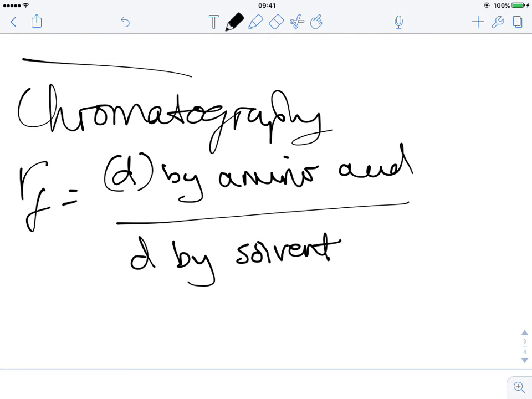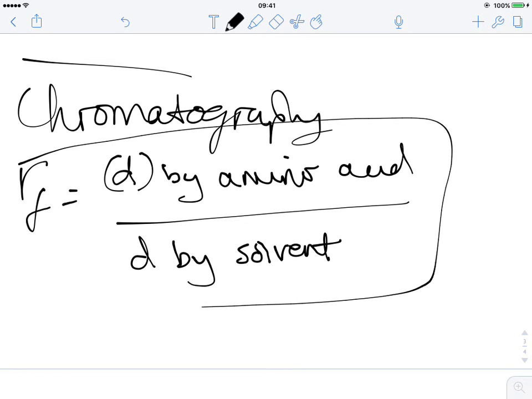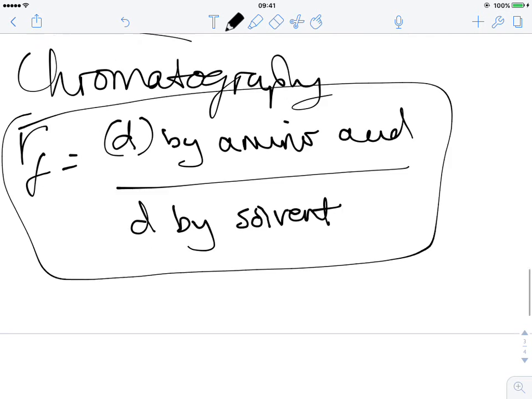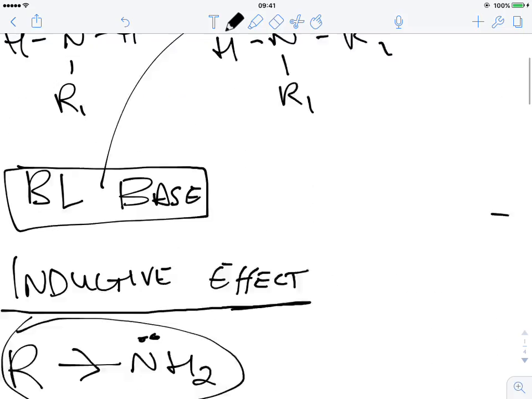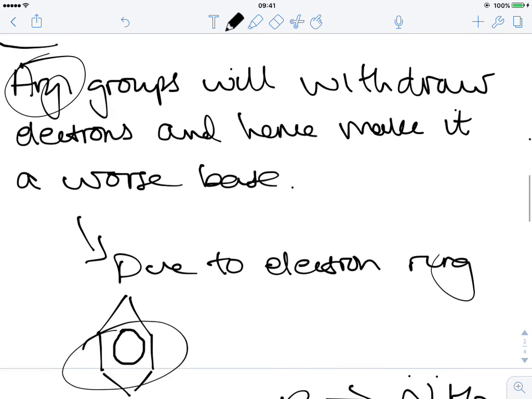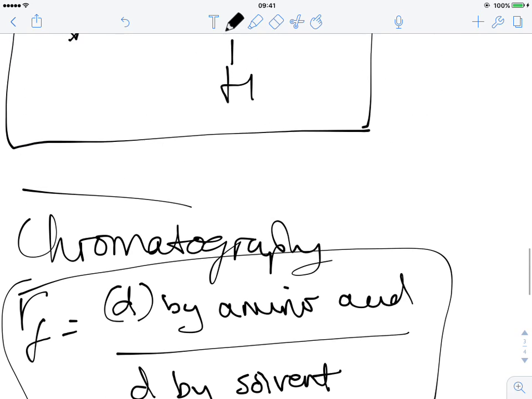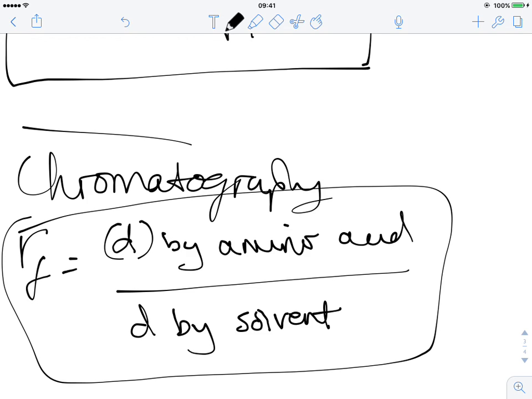Chromatography, you just need to know this equation. Okay, you just need to know that happens. And what do I do about hydrolysis? Oh no, I didn't do hydrolysis here. Yeah, so that's basically what you need to know for amines.